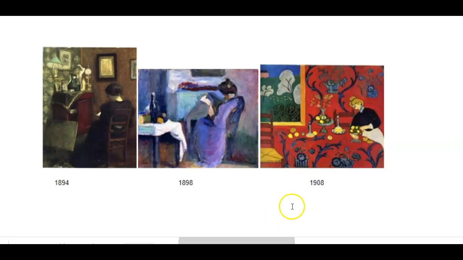Let's go over to 1908 now. Now look at Matisse's style. Same subject matter, right? You have a young woman sitting here. But now let's look at his style. Now let's look at what he's changing up here. This one still has a very busy background, just like he did in this one. But you can't really tell exactly what's going on.